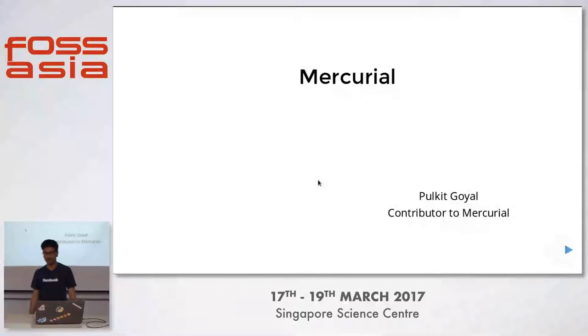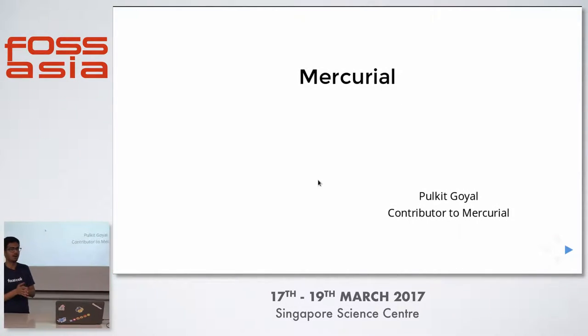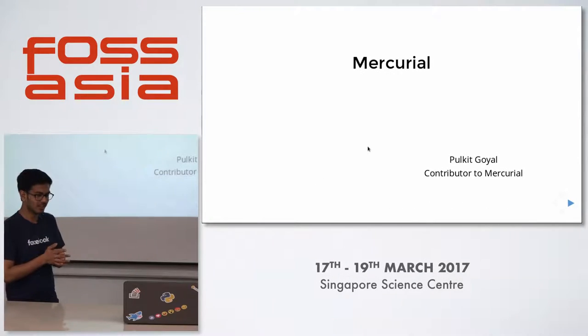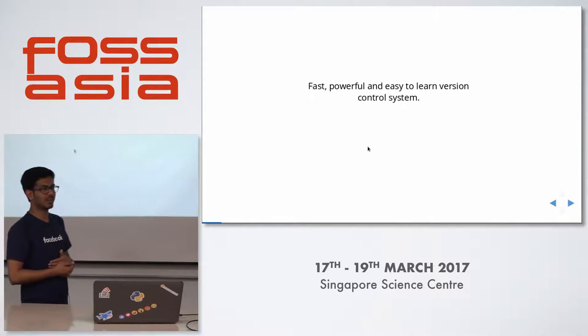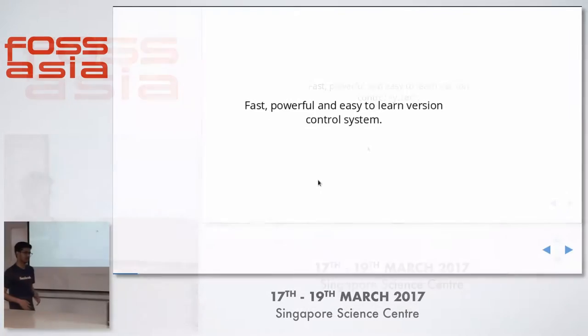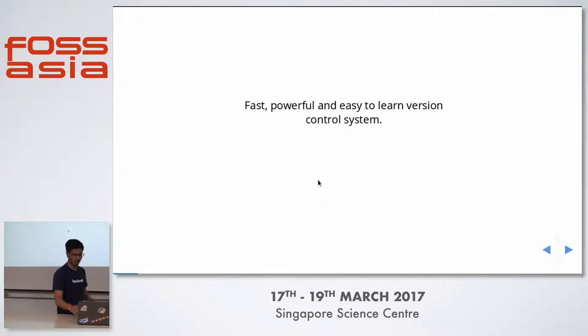Yes, good morning. So, how many of you have heard about Mercurial? Oh, great, one, two. Okay. So, yeah, it's a version control system, just like Git, but it's more powerful and fast than Git. So, let's dive into Mercurial.